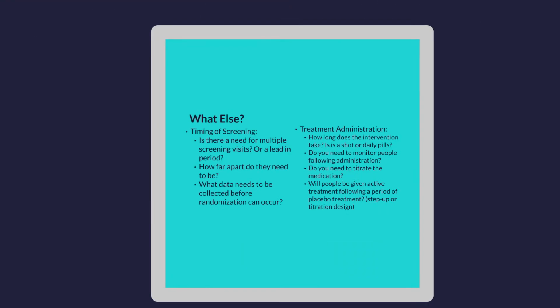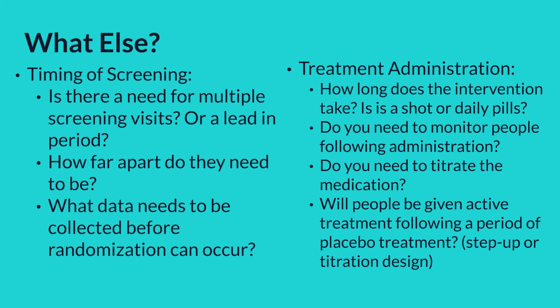So general considerations. Think about the timing of screening. Is there a need for multiple screening visits or a lead-in period? What is your primary outcome of interest? Does it have a learning curve? So you need to administer a test a couple of times before participants get the hang of it, before you make your baseline assessment. How far apart do your screening and randomization visits need to be, or can they occur on the same day? What data needs to be collected before randomization can occur? That will also determine your screening period.